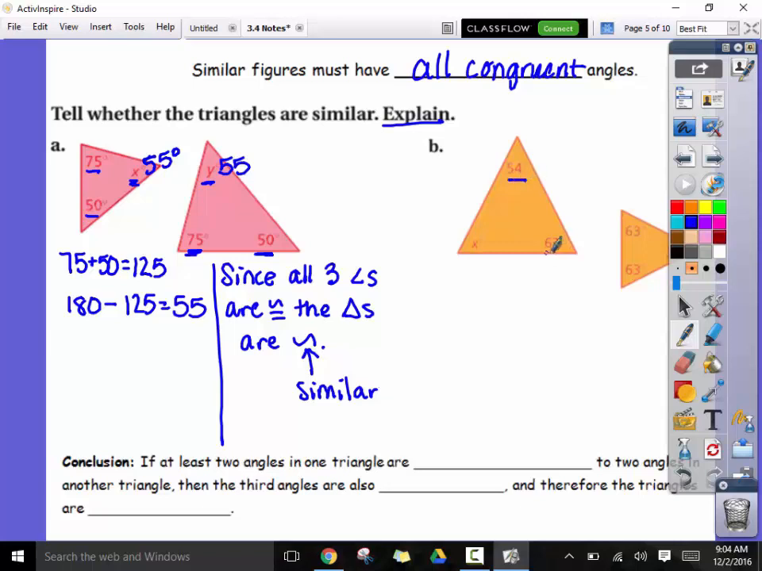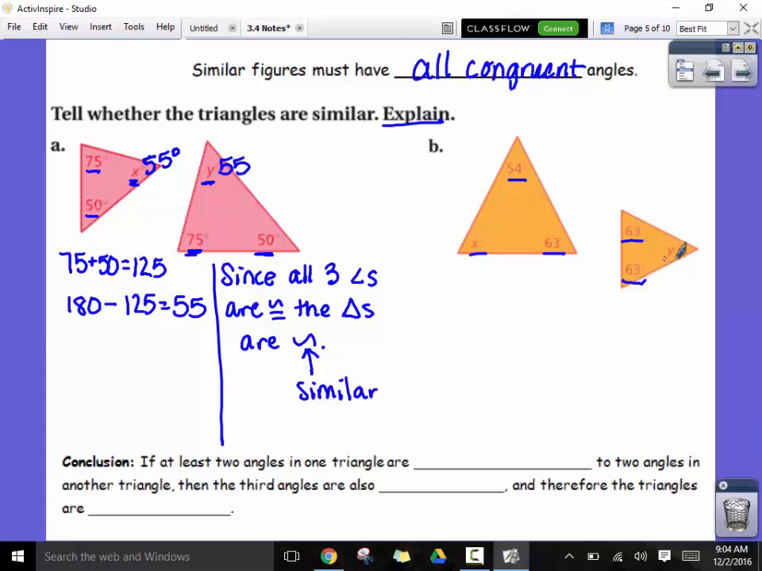Okay, now if we look at example B, in the first triangle I have an angle of 54, one of 63, and one of x. And in the second triangle I have an angle of 63, 63, and y. So what's different about this is in the first triangle I have a 54 and a 63, and in the second I have a 63 and a 63. So I really do need to figure out what is this missing angle.